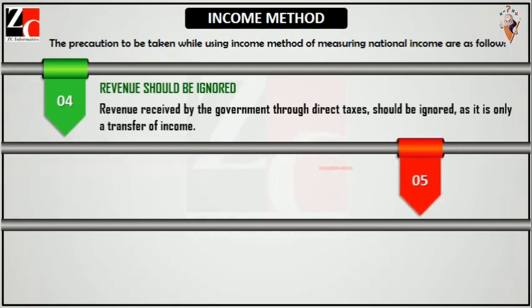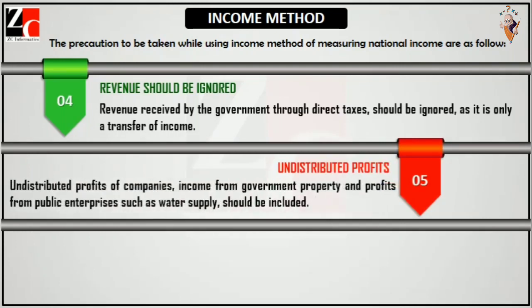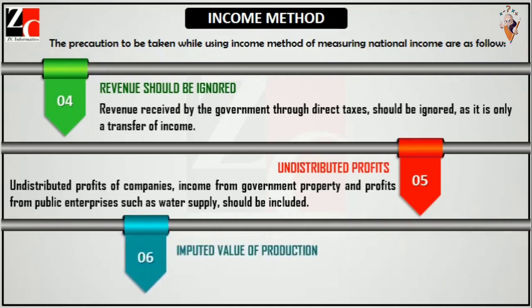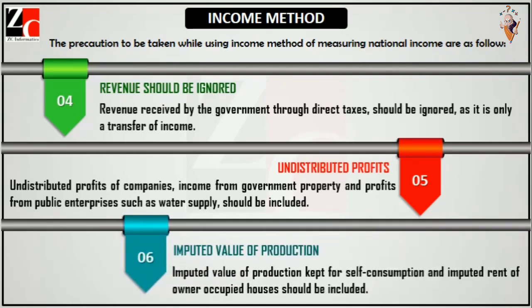Point number 5. Undistributed profits. Undistributed profits of companies, income from government property and profits from public enterprises such as water supply should be included. Point number 6. Imputed value of production. Imputed value of production kept for self-consumption and imputed rent of owner-occupied houses should be included.